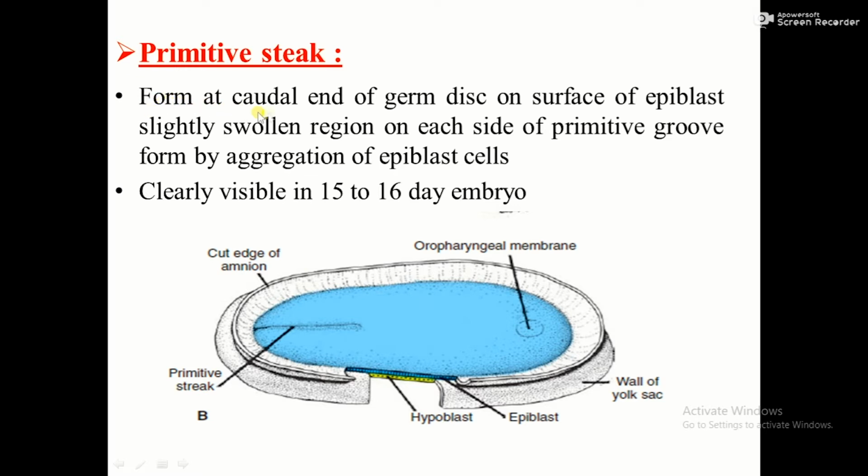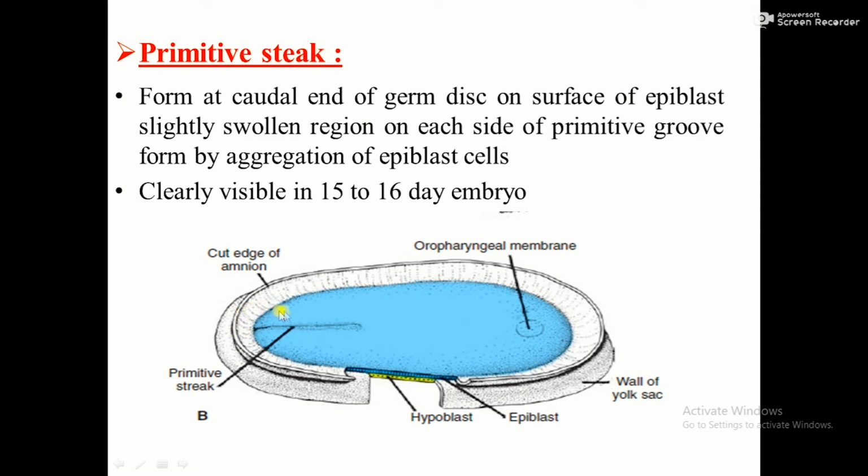So it forms at the caudal end of the germ disc, on the surface of what? Of the epiblast, and this is a slightly swollen region, slightly elevated, on each side of the primitive groove.